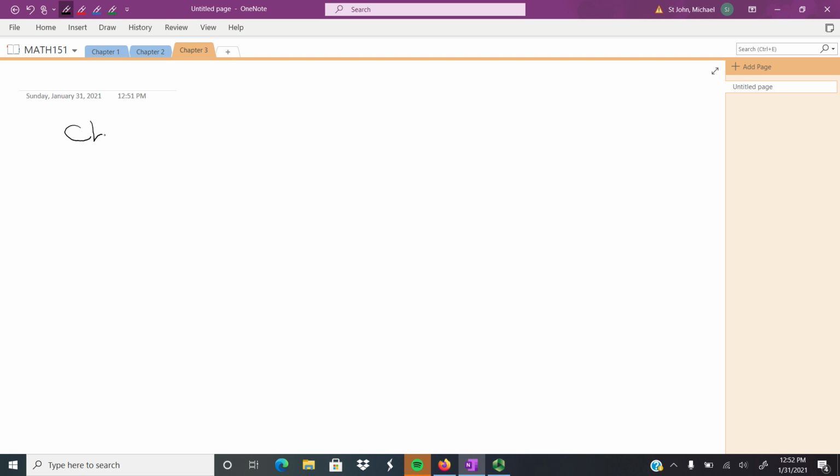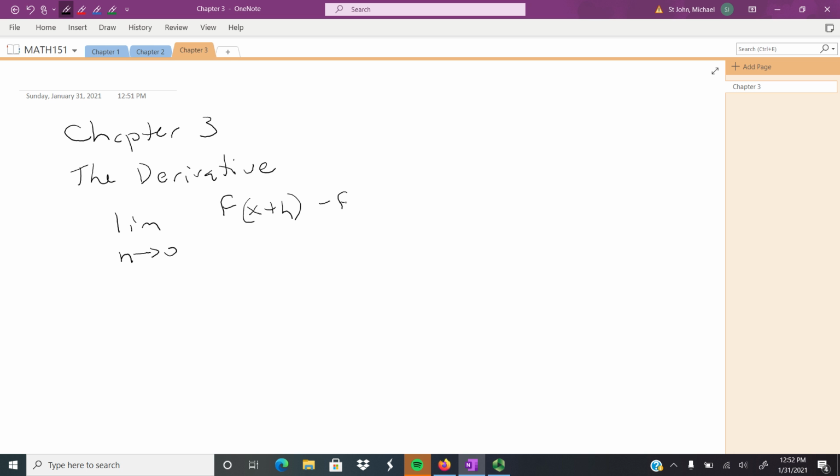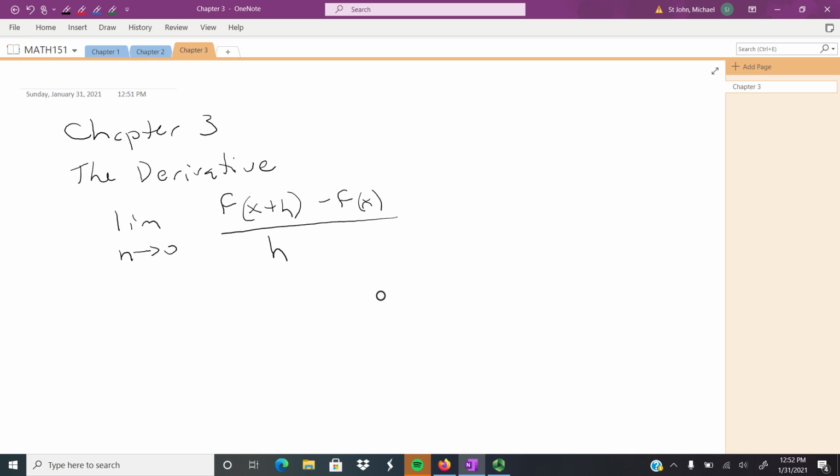Chapter 3. And Chapter 3 deals with the derivative, which is given by the limit as h goes to 0 of f of x plus h minus f of x all over h. So let's look at what this means.